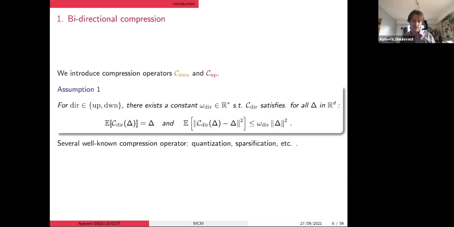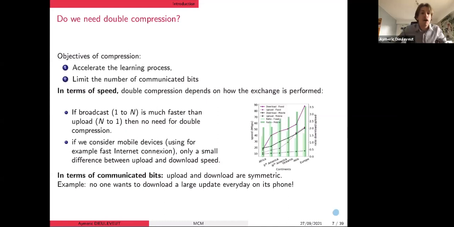As I was mentioning before, one important question is, do we need double compression? And why have people focused mostly on single direction compression? I think compression is well identified as a problem in federated learning. If we look, for example, at the survey by Peter Kairouz and co-authors, they mention that compression can be used in both directions, but the uplink direction is probably the most efficient one to reduce the communication cost. And indeed, there are two different reasons to perform compression. The first one is to accelerate the learning process, and the second one is to limit the number of bits that are exchanged. And in terms of acceleration, there is some kind of asymmetry between uplink and downlink.